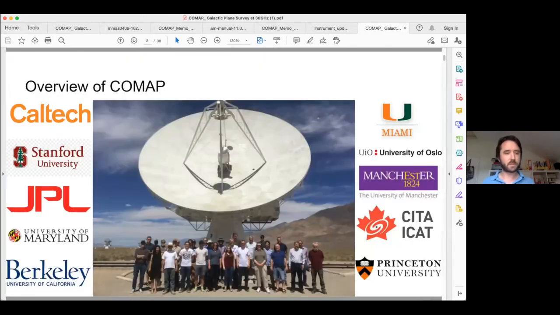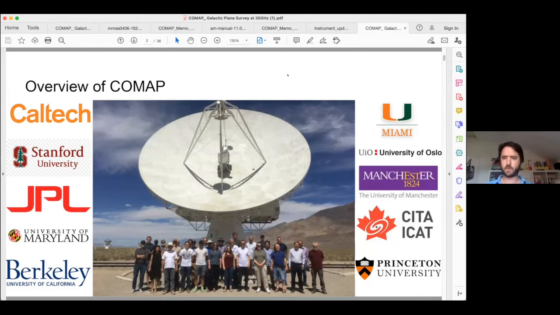Okay, so this is the Comap collaboration. We are a collaboration of about 10 institutions. I say about 10, these collaborations, when they're old, they fluctuate slightly, so it just changed, but this is the main set of institutions. And here we are back in 2018, standing in front of the Comap telescope, which is a 10-meter dish set out in the Owens Valley Radio Observatory, which is in California.